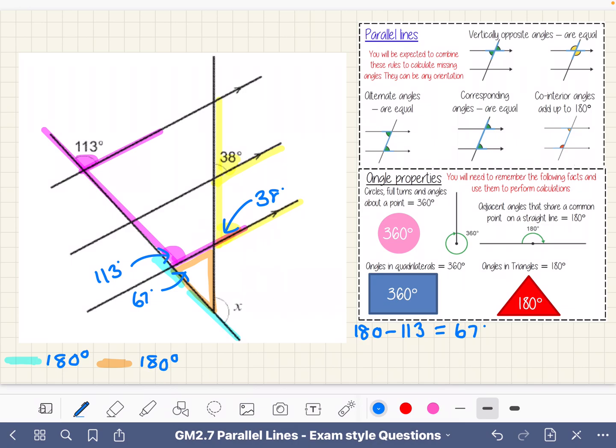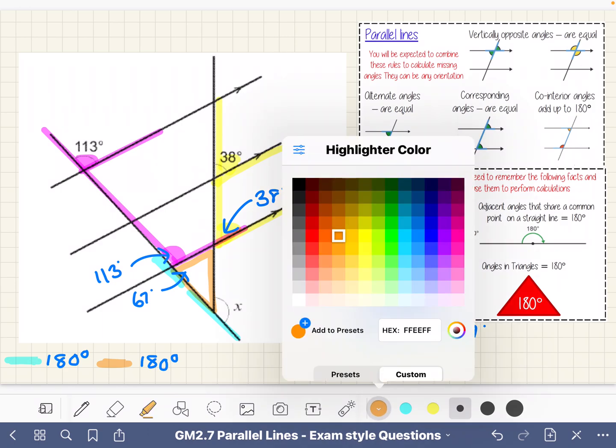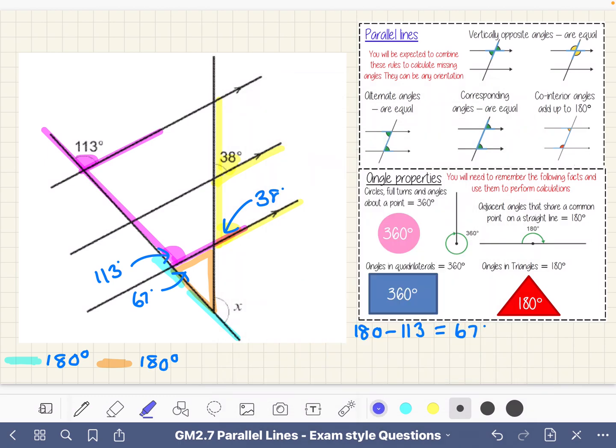You may be able to at this point see another shape emerging where we have these lines intersecting each other, giving us an X-type shape. Now we can see up here, vertically opposite angles are equal to each other. That X-type shape means that this angle and that angle are equal to each other. And this one is 38 degrees.